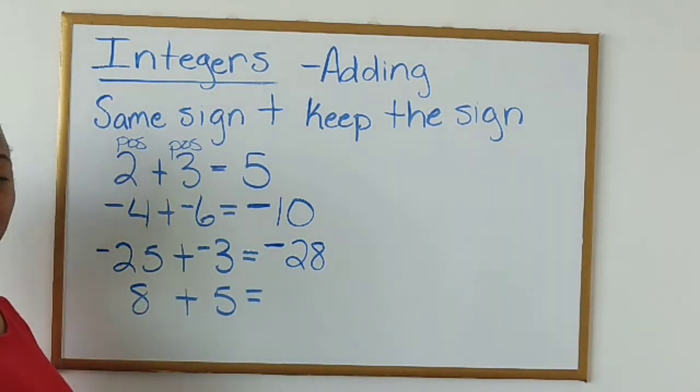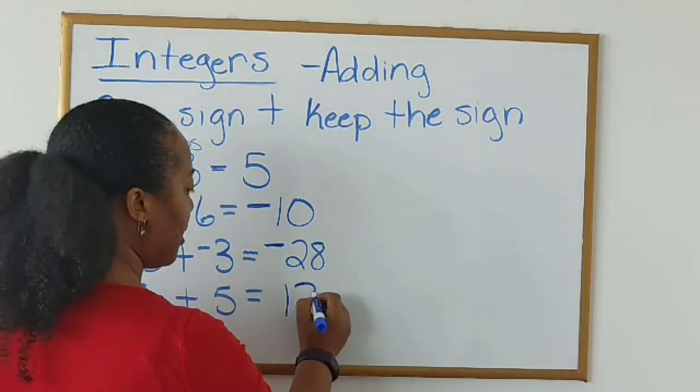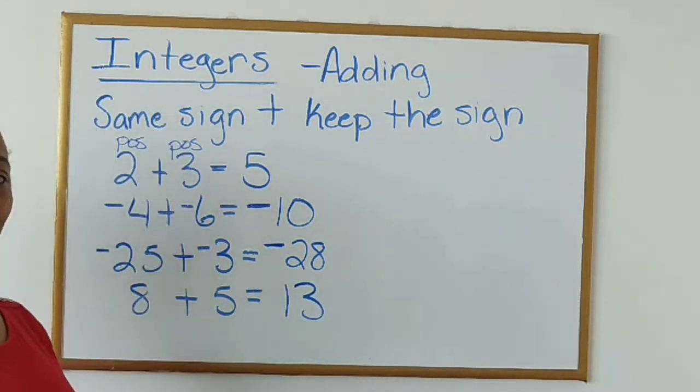And back to two positives, we have an 8 plus a 5, which gives us 13. So that is how you add integers. Hopefully this helps a lot.